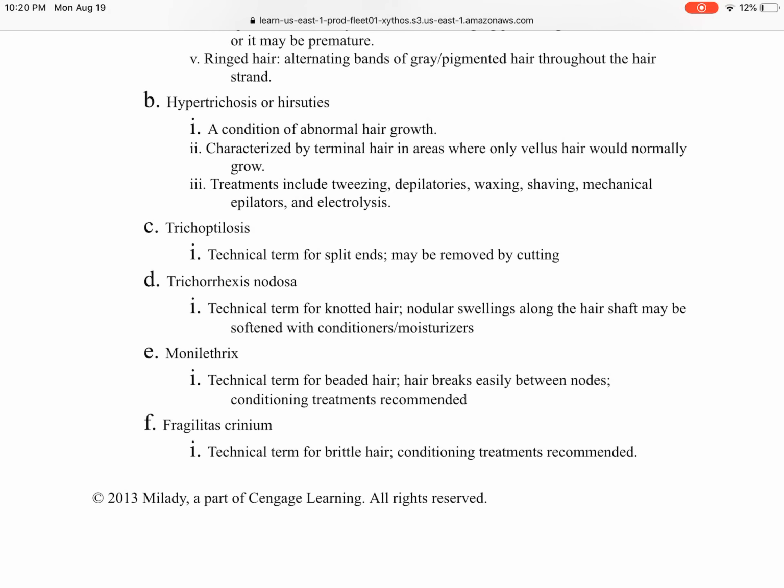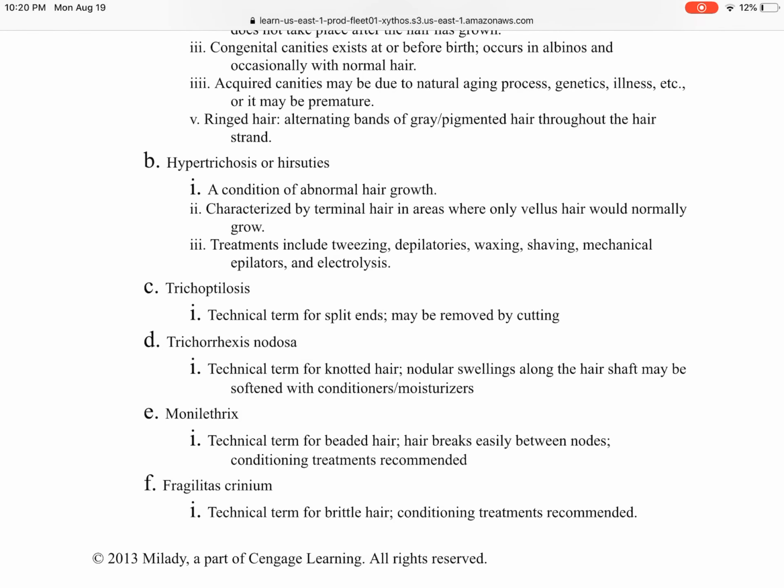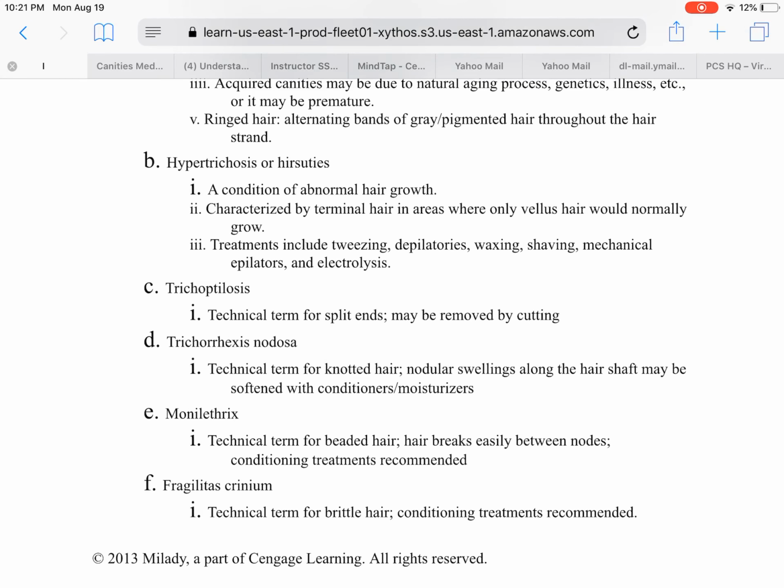Monilethrix is the technical term for beaded hair. This is hair that breaks easily between the nodes. Guess what you do here? Conditioning treatments are recommended. Fragilitas crinium is the technical term for brittle hair. Conditioning treatments are recommended. So a lot of these disorders can be fixed with simple conditioner treatments. It's our job as master hair care specialists to understand our client's hair, to be able to analyze properly, and to be able to recommend the treatments to fix whatever disorders the client may have.